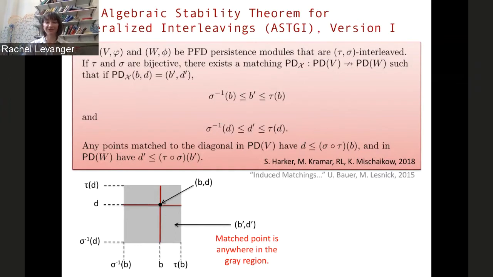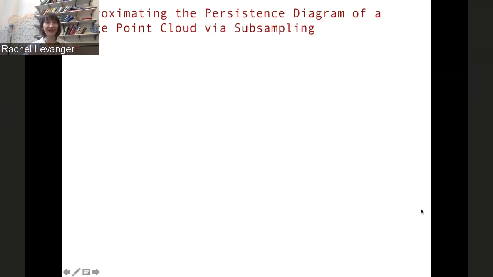And this is actually directly generalizing, going directly through the proof that Ulrich Bauer and Michael Lesnick gave for the induced matching theorem, but using these general interleavings instead. If you set tau and sigma to be t plus epsilon, you get exactly that epsilon box around the point that you get in the regular bottleneck distance stability theorem. But now you can control it with these monotone increasing functions.